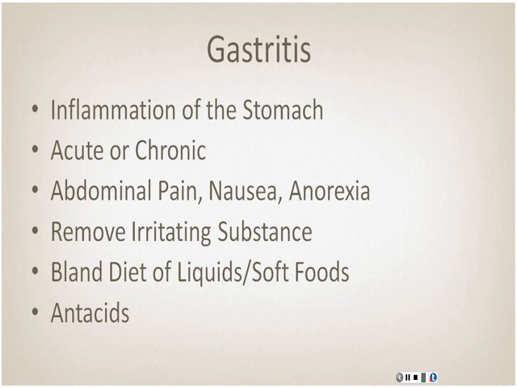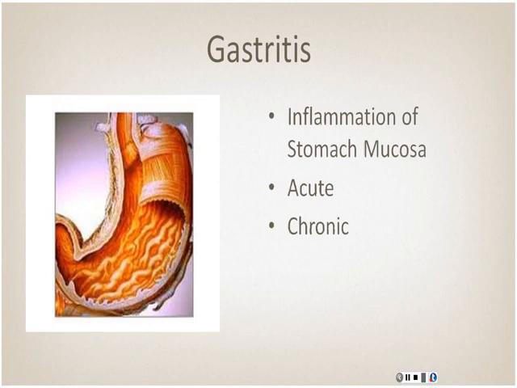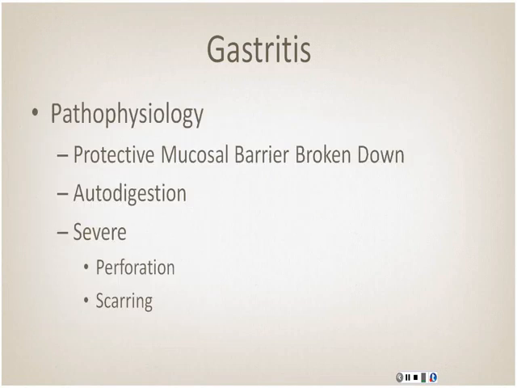Gastritis, this is an inflammation of the stomach that can be acute or chronic. Causes include diet problems, microorganisms, medications, stress or trauma. Other factors include smoking, radiation, NG suctioning, and reflux of bile. Signs and symptoms include abdominal pain, nausea, and anorexia. Treatment is really to remove the irritating substance. They'll be given a bland diet of liquids and soft foods, and antacids may be helpful as well.